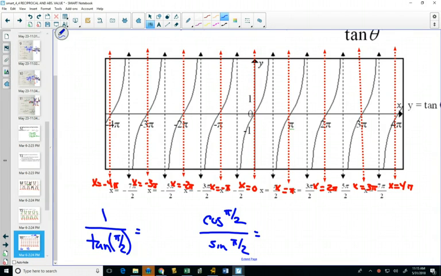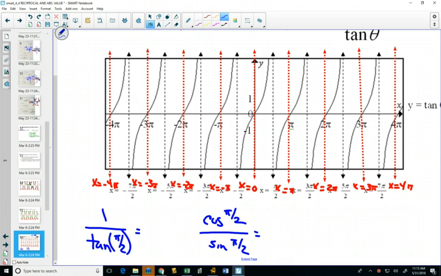Has anyone done the 1 over tan of pi over 2 already? No? Anyone done the cos of pi over 2 over sine of pi over 2 already? Okay, once someone gets either of those, let me know.